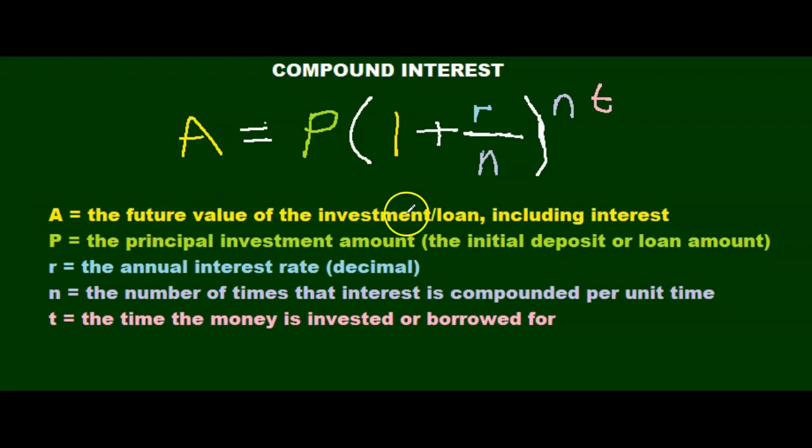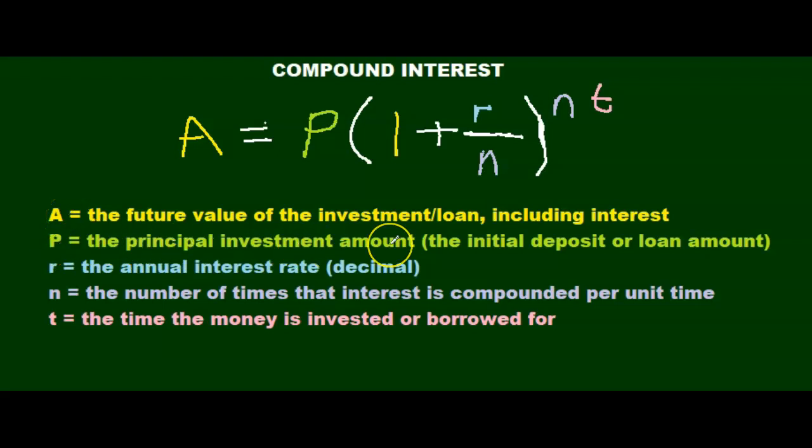A is the value of the investment and loan including interest. So pretty much the amount you get out from your loan or investment given that certain time period. So let's say, for example, if you put in $250 and you end up with 300, A is 300.